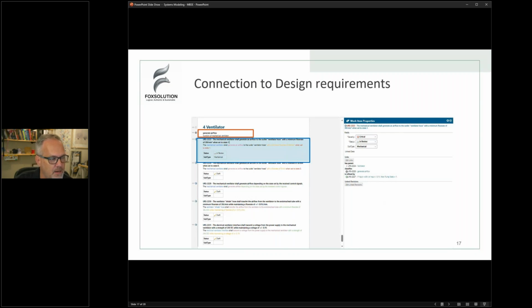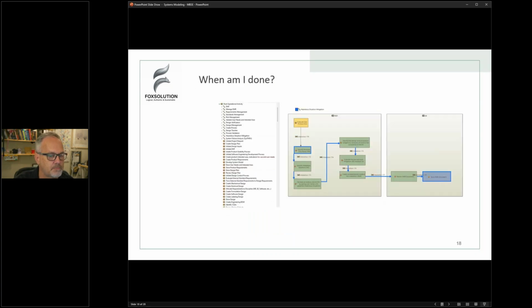So hopefully this kind of makes sense. What we're trying to do is use the systems modeling to develop a formal understanding of the functions. Once we do that, then we have a very clear picture of all of the different requirements that need to be generated from the system.